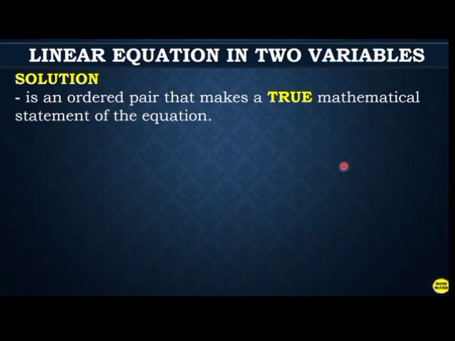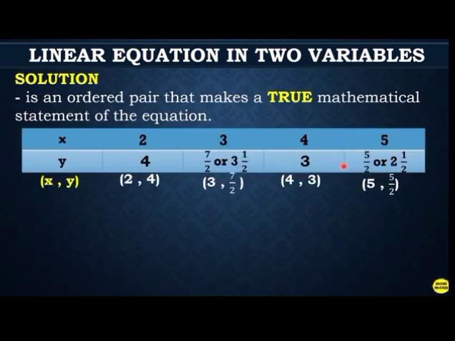Okay, so let's do the checking. But before that, let's have the solution. The ordered pairs that we got a while ago, that is what we call solutions. So what is a solution? A solution is an ordered pair that makes a true mathematical statement of the equation. When we say true, it will satisfy your answer. Here are the ordered pairs that we got a while ago. So ma'am, how can we be sure that it is correct for 2x plus 4y equals 20? Okay, let's check.